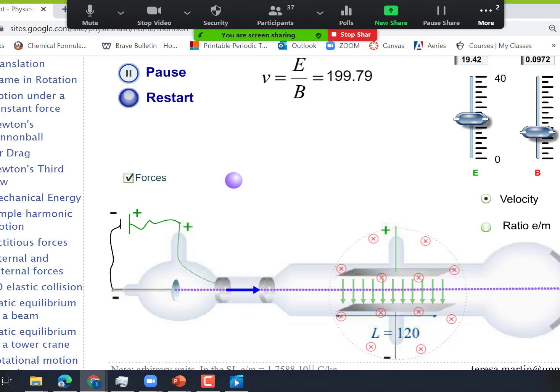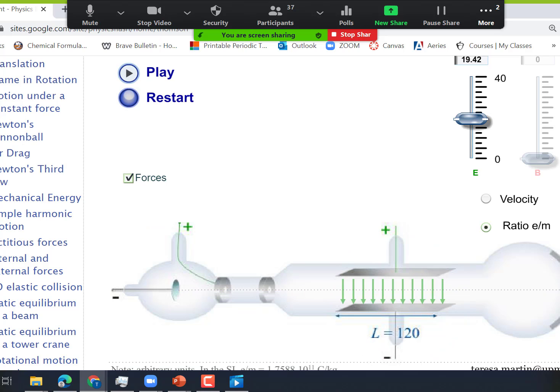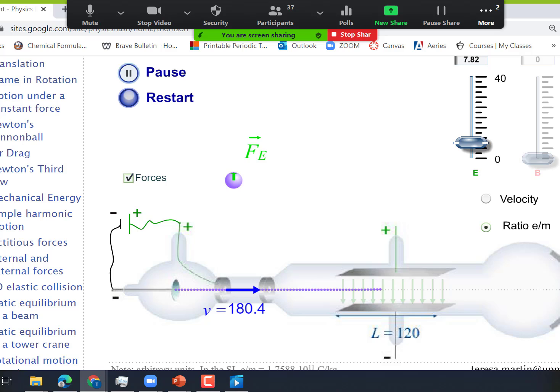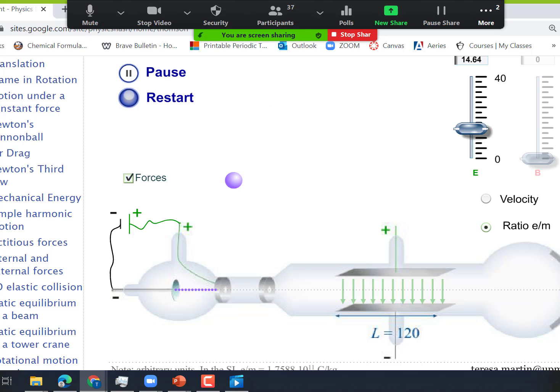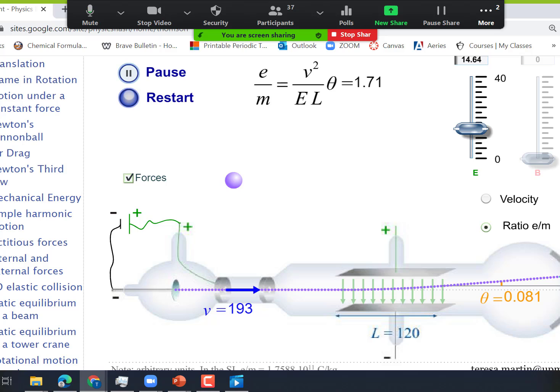So we said the ratio of charge to mass. No matter how much electricity or charge you put in, he puts in a little charge. If you do all the math behind it, the ratio of charge to mass works out to be 1.73. If I turn the electricity up, put the charge up, the ratio of charge to mass is still 1.71.